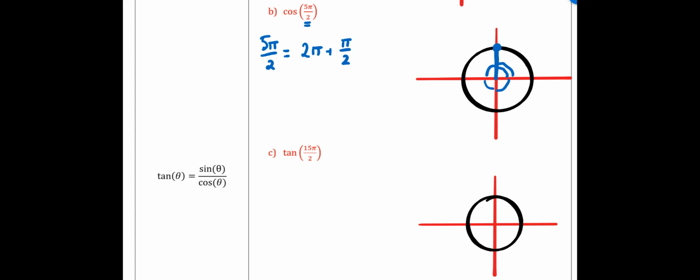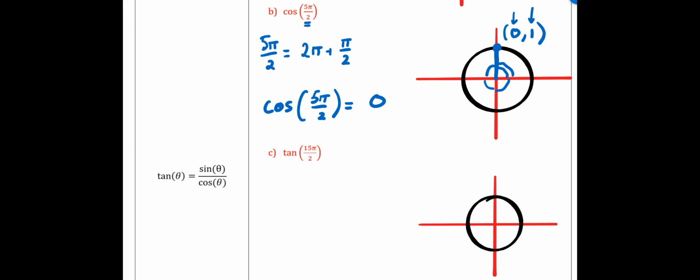The coordinate of that point is (0, 1), because this is the unit circle. So I know that cos of 5 pi on 2 is 0, and sine of 5 pi on 2 is 1. So my answer here, cos of 5 pi on 2, is equal to 0.